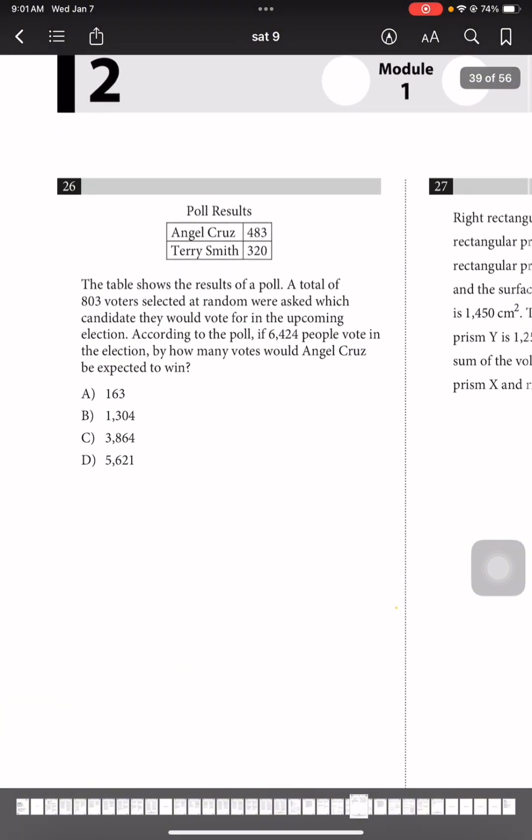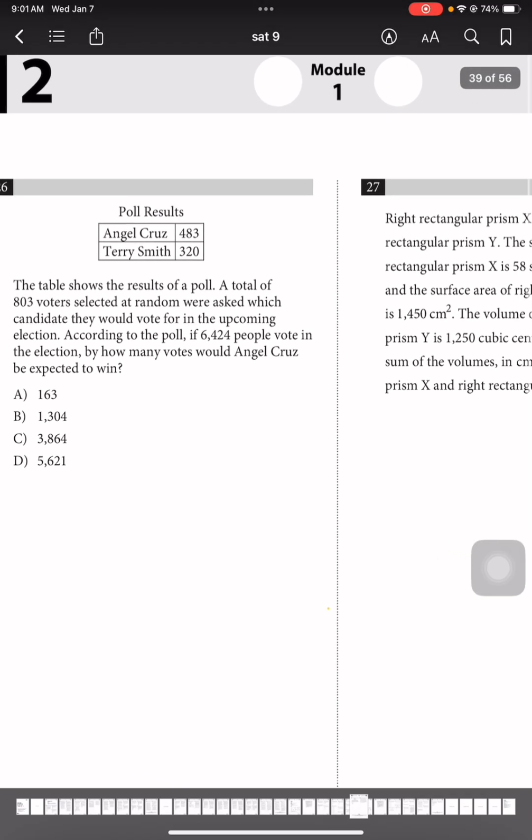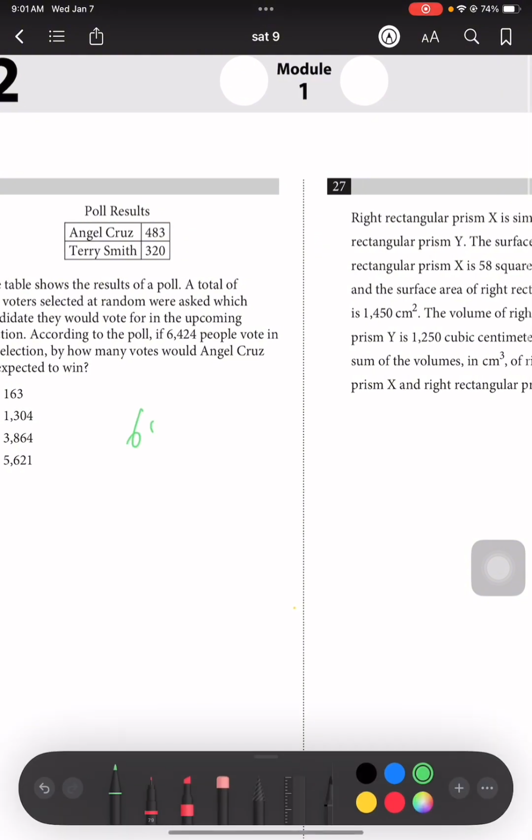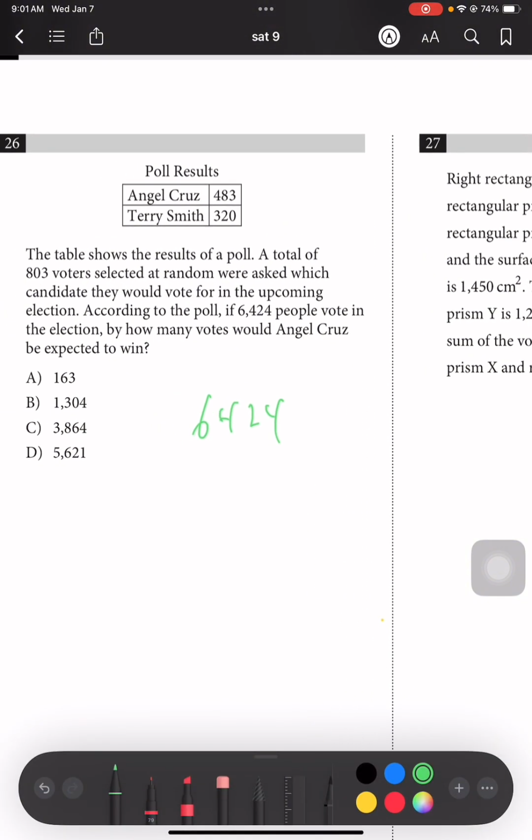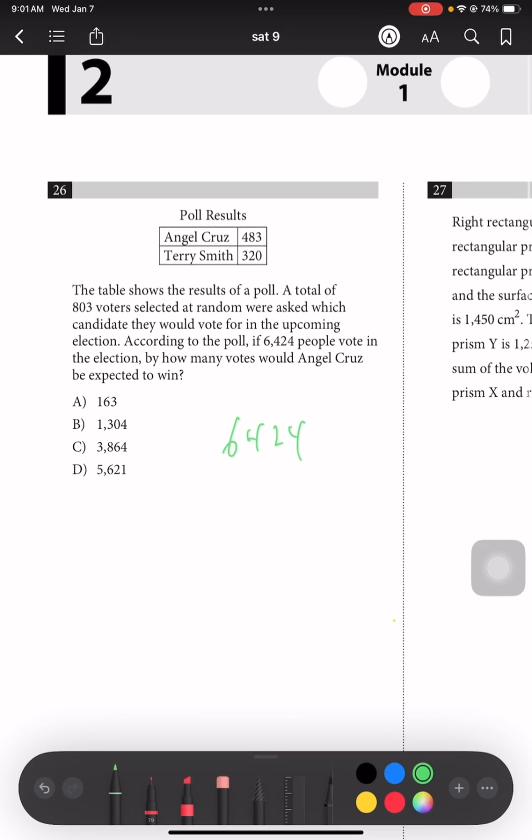The table shows results. The total is 803. Random people were asked to vote for the upcoming election. According to the poll, 6,424 people vote in the election. How many votes would it be expected to win?